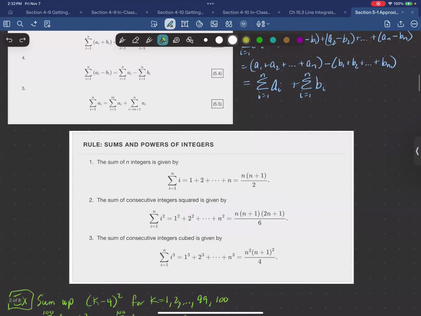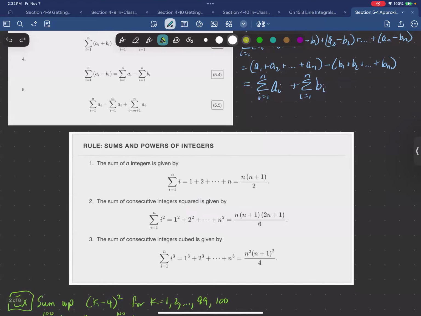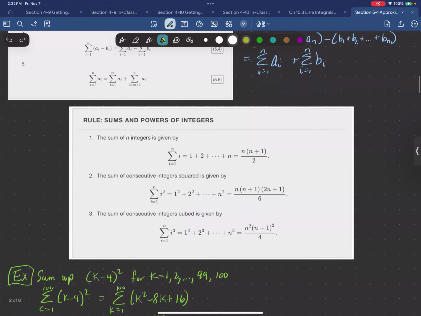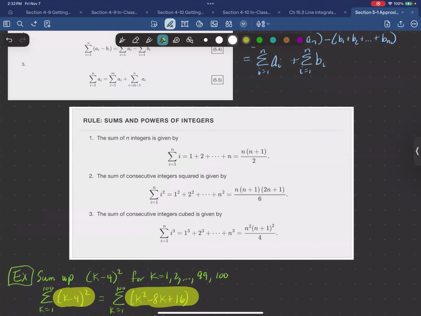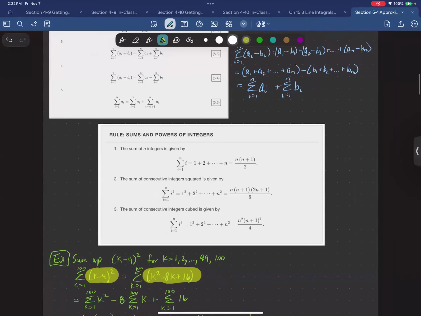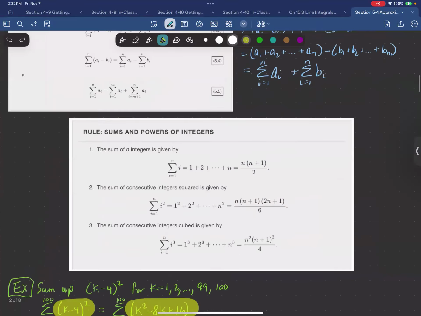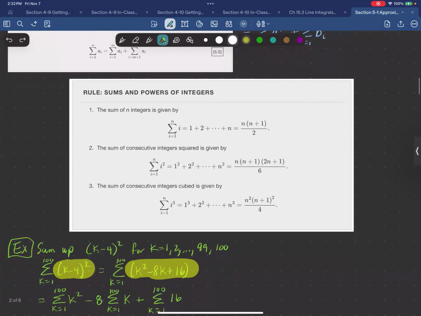Let's take a look at some examples. We are going to sum up k minus 4, that quantity squared, for k equals 1 to 100. So I'm going to write that out, and I think it's easier to expand the k minus 4 squared so that it looks like this. We go from there to there. And what we're going to do is take advantage of these two properties up here and break that summation up to make 3 summations.